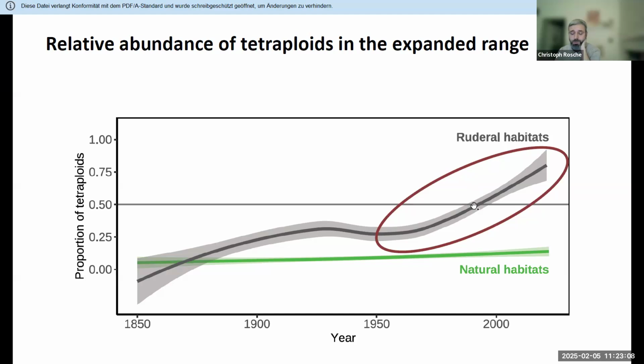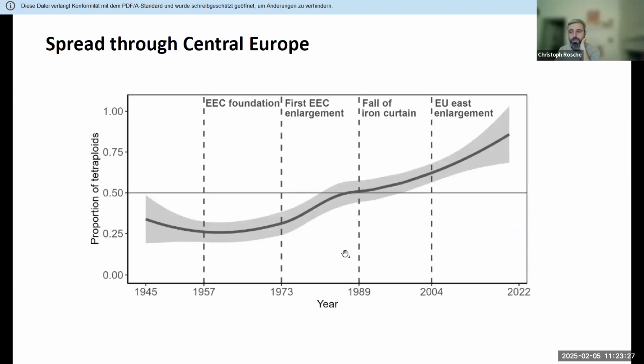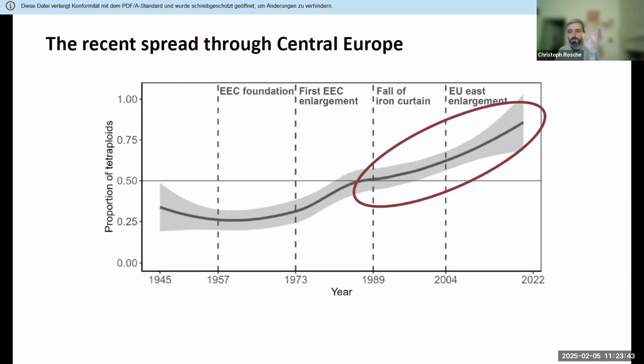And we then zoomed into this part of the curve. So the exponential increase approximately coincides with the onset of the Anthropocene. And we ran another GAM only using data from the expanded range ruderal habitats since 1945. And this is the curve we got. And we contextualized the temporal patterns with political changes in Europe that arguably influenced travel and trade between the native and expanded ranges. And we found some interesting correlations. No proven causation whatsoever, but there are some interesting patterns, such as this particular increase corresponding with the fall of the Iron Curtain, which obviously increased trade and travel between native and expanded ranges.